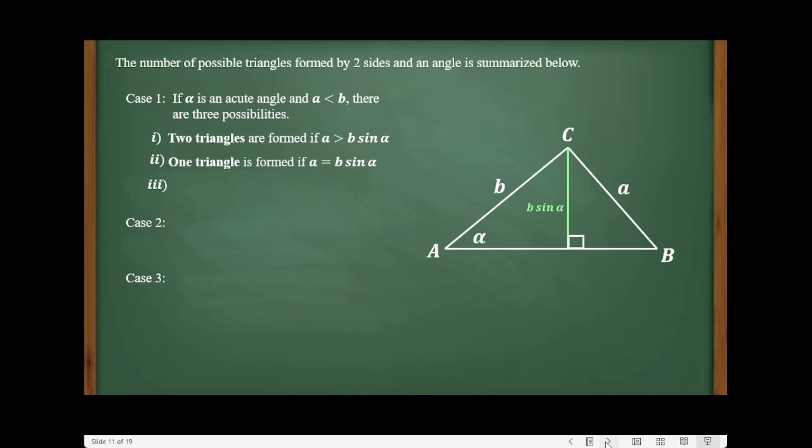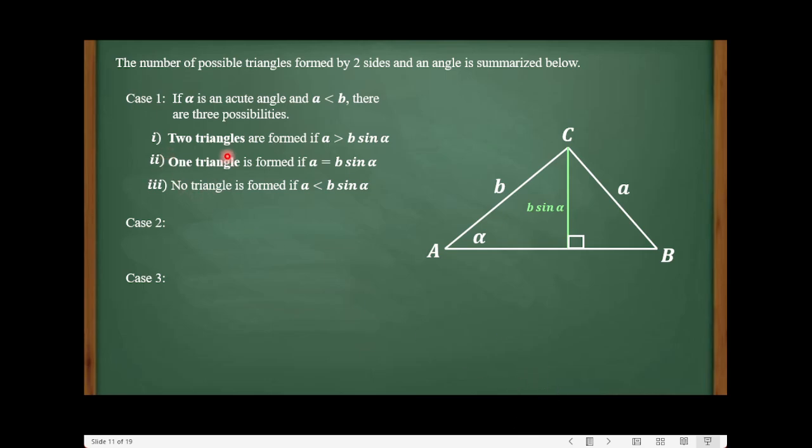Or one triangle is formed if this A has the same length as this height. Okay? That is what it means. And the third possibility, no triangle is formed if A is shorter than the height. It means if this is the height, this side right here is shorter than this one. Meaning, this side right here cannot reach point B. So it means there is no triangle formed. Okay?